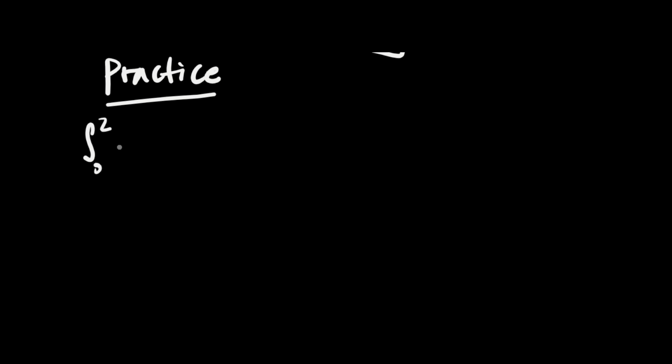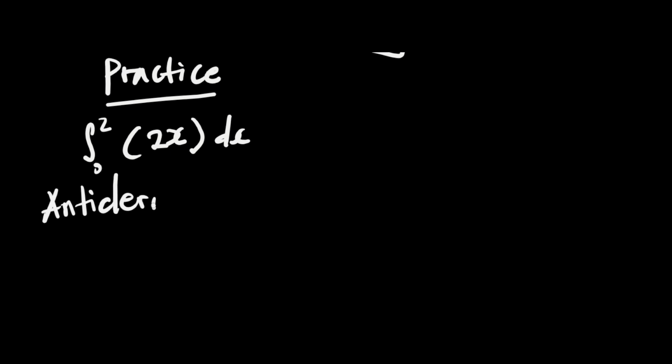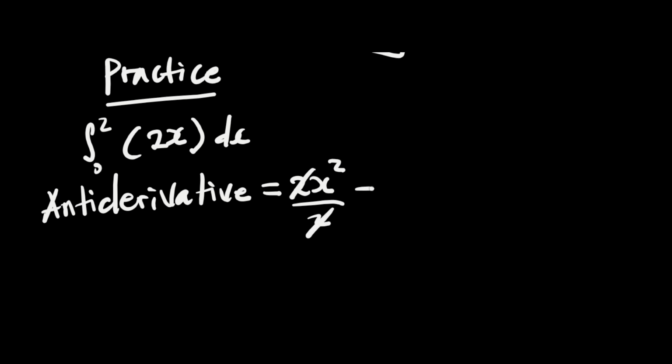Now pause the video and practice this problem. The integral from 0 to 2 of 2x dx. Pause the video and solve the problem. Now to solve this problem, our first step, always, is to look for the antiderivative. 2x is the same as 2x squared upon 2. The 2 cancels 2, so our antiderivative will be x squared.